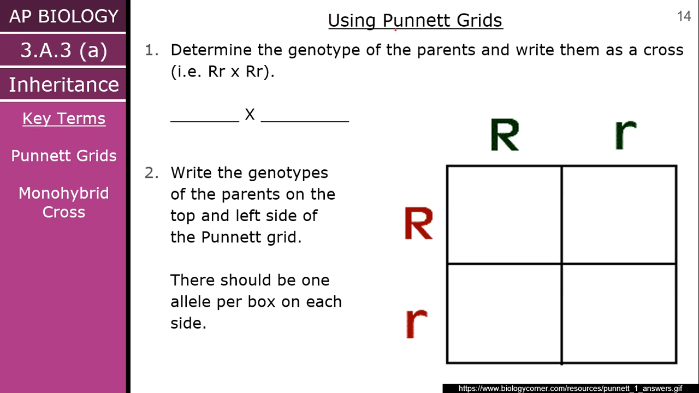I give you a Punnett square. You need to be able to figure out the genotypes of the parents. Okay, and so you're going to write them in a cross form right here. And then you need to be able to fill in the offspring's genotype. So go ahead and pause it and just on a piece of scratch paper, figure out the genotypes of the parents and the genotypes of the potential offspring.